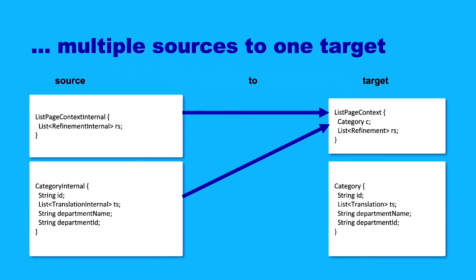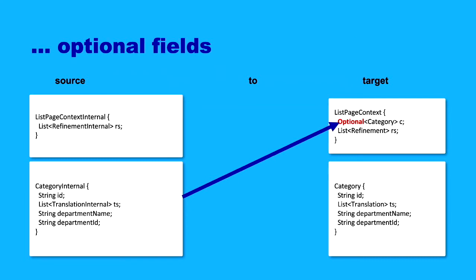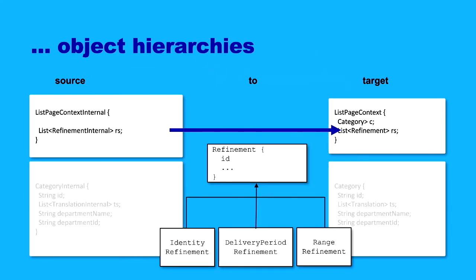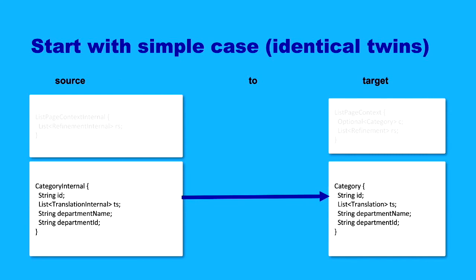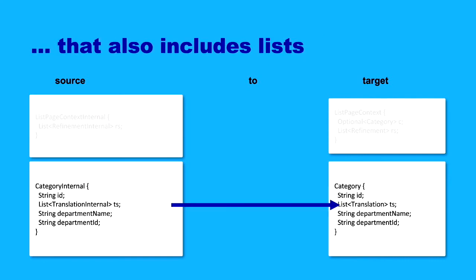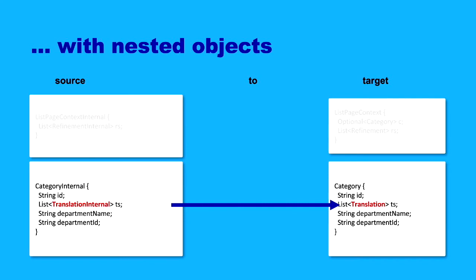In particular, we tried mapping multiple sources to one target. We tried mapping optional fields, because we have quite a few of those in our project. We tried mapping object hierarchies, because actually the refinements come in different flavors, as we shall see later on. Like Sajid already indicated, we are using builders, so MapStruct should also be able to deal with those. But let's start with a simple case, the case of the identical twins, where the models are actually quite similar. That also includes lists. So here we have a list of translations with a nested object. The translation object is just a nested object, which also has similar fields. They are identical twins. So in this case, we're mapping the domain objects in the service to library objects.